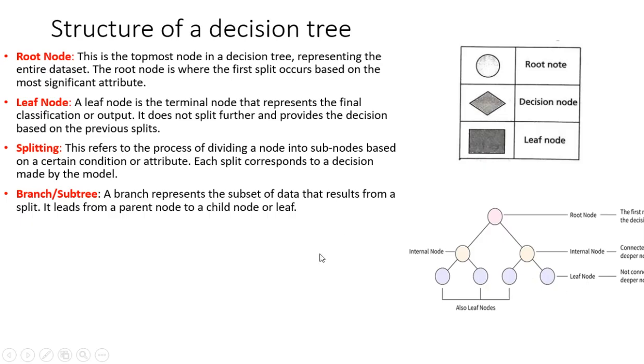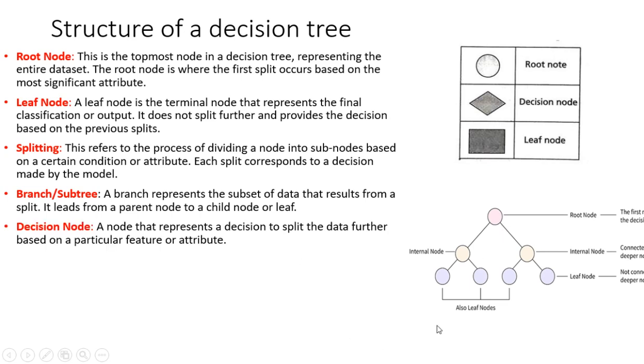Both are fine. So branch. So these are the branches. Branches represent the subset of the data that results from splitting. It leads from a parent node to a child node or a leaf.